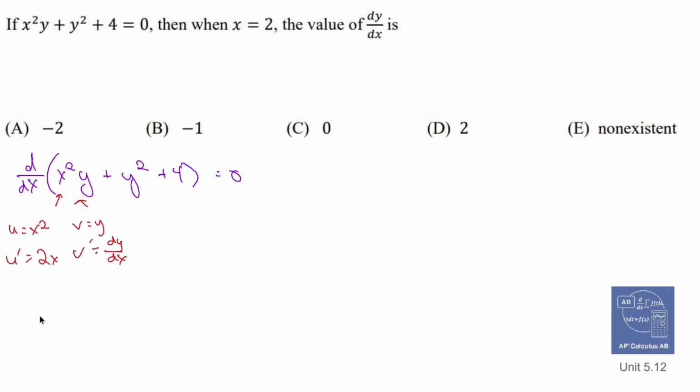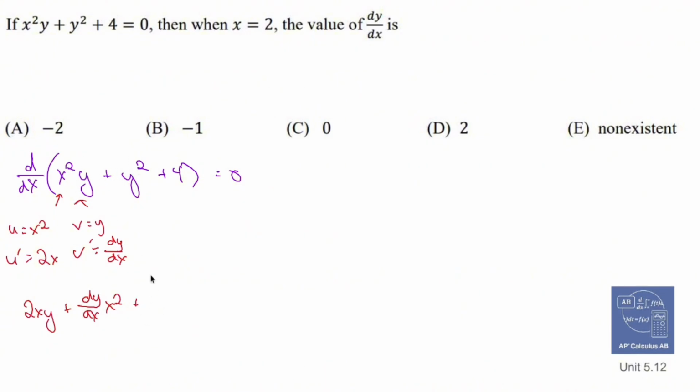Product rule is u prime v, so x squared dy dx. Oh, I have that backwards. Actually, it wouldn't make much of a difference, but if I'm going to be consistent, I want to be consistent. U prime v is 2xy plus v prime u, which is dy dx x squared. That was just this part, by the way.